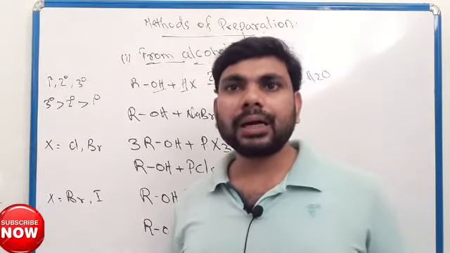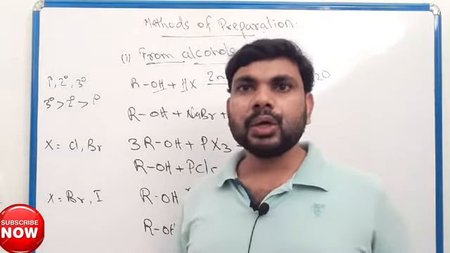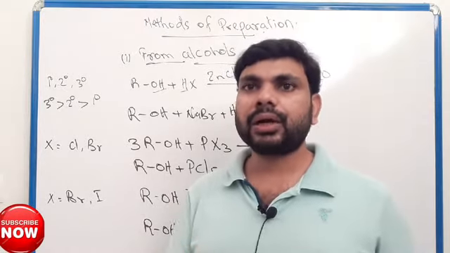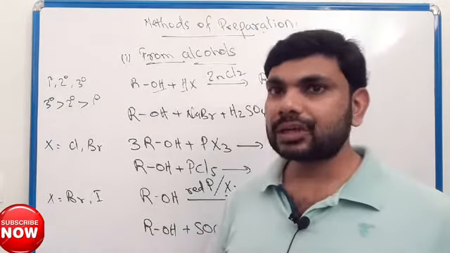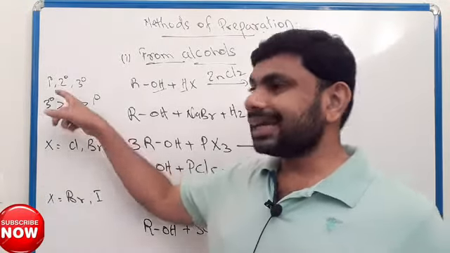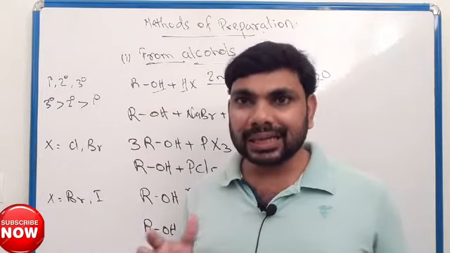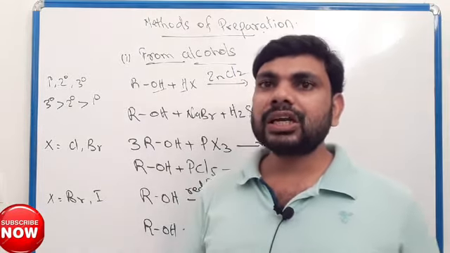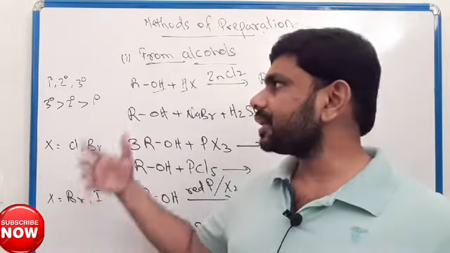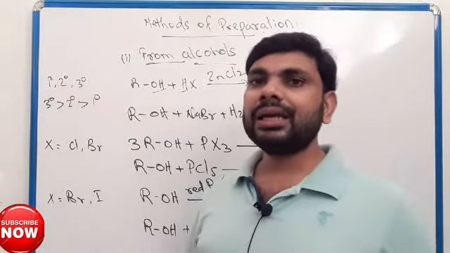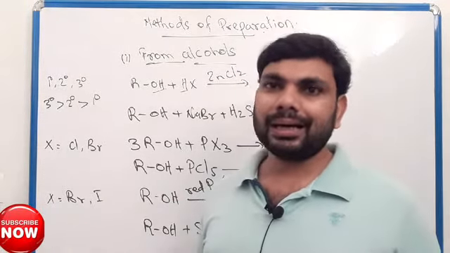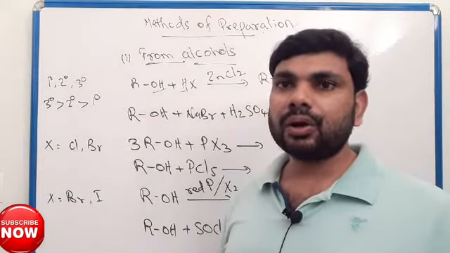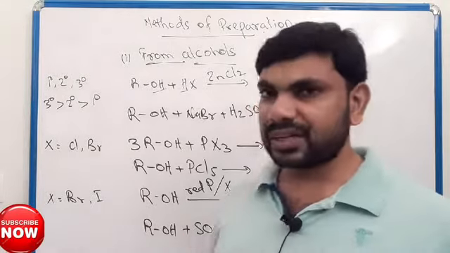You take a primary alcohol and react it with HCl, so it will be a primary alkyl chloride, in the presence of zinc chloride. If you want a secondary alkyl halide, you take a secondary alcohol and react it with HBr, so it will be a secondary alkyl bromide. You can select any alcohol and any hydrogen halide, and the reaction condition is zinc chloride. Clear? So this is the first method.